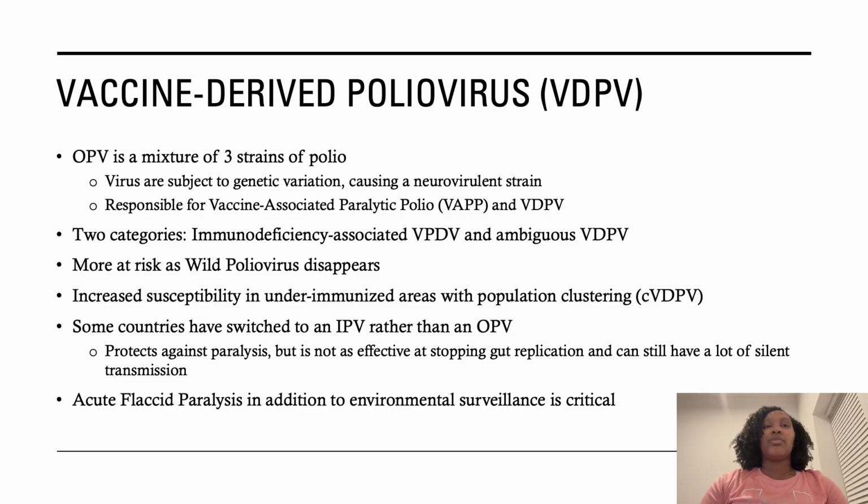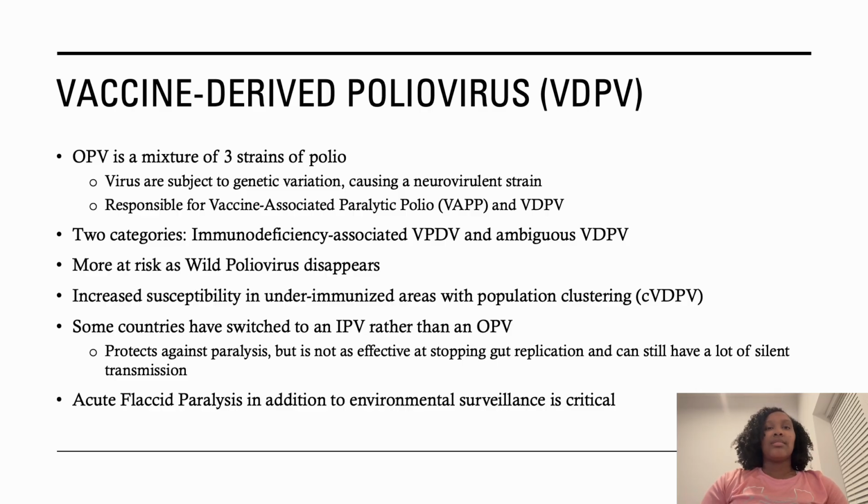VDPV is vaccine-derived poliovirus. Two categories of this are immunodeficiency-associated and ambiguous. VDPV becomes a higher risk once wild poliovirus disappears. Wild poliovirus is a naturally occurring non-modified strain of the virus that primarily affects unvaccinated children and is highly infectious. Under-immunized areas with population clustering are more susceptible to cVDPV.